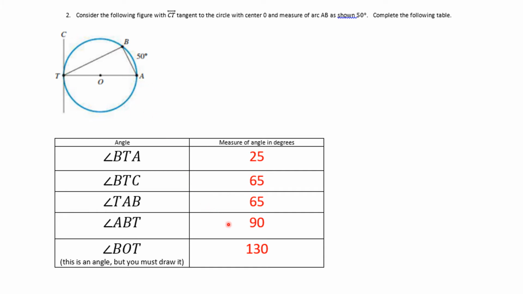So that is 90. And BOT, BOT is this angle. I told you had to draw that. And that's a central angle whose measure is exactly the intercepted arc. And so it's going to be 130.